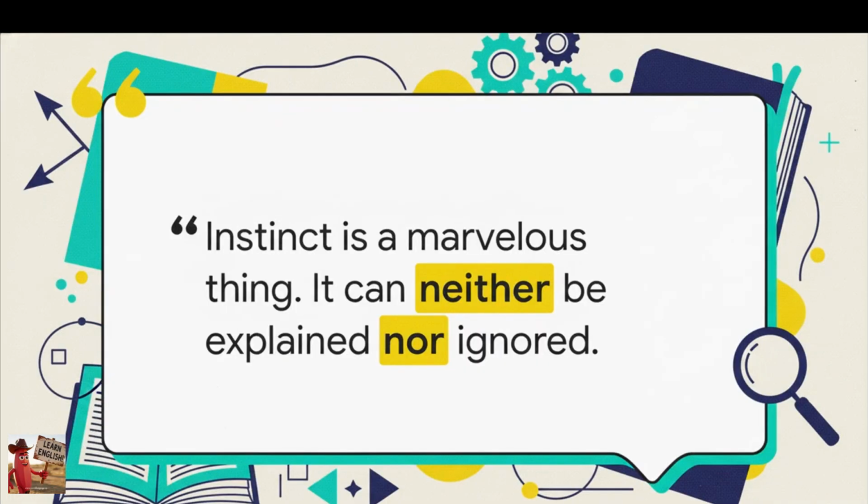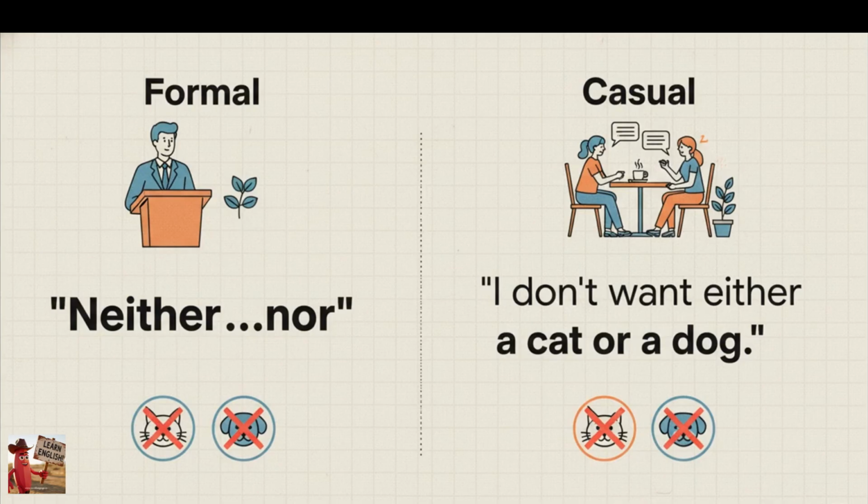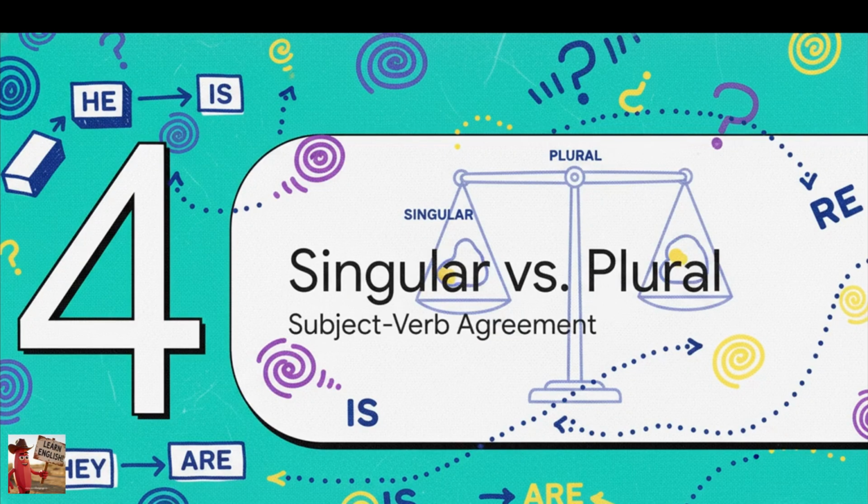And look at this awesome example from Agatha Christie. Neither explained nor ignored. See how neither and nor work together? They just perfectly negate two possibilities at once. It's such an elegant way to say it. But let's be real for a second. While neither nor is totally correct, it can sound a little stiff in everyday chatter. You're way more likely to hear someone say, I don't want either a cat or a dog. It means the exact same thing, it's just a bit more relaxed. It's all about context.